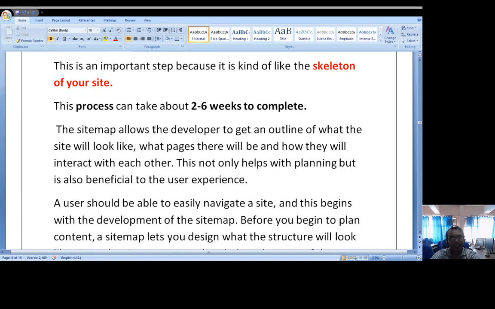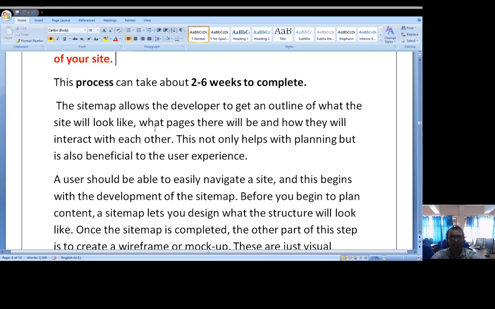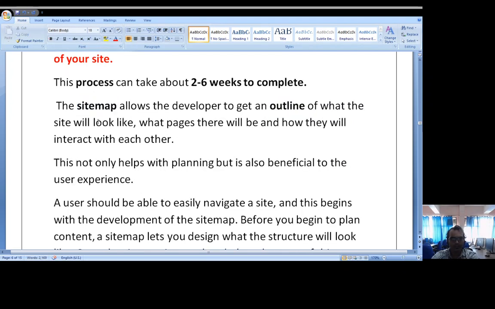Now let's move. The sitemap allows the developer to get an outline of what the site will look like. The basic purpose of the sitemap is to get an outline of what the pages are, how the pages will look like, and how they will interact with each other as well. So intelligent questions like what and how are taken care of by the sitemap. In the sitemap, developers get an outline of what pages there will be and how they will interact with each other.